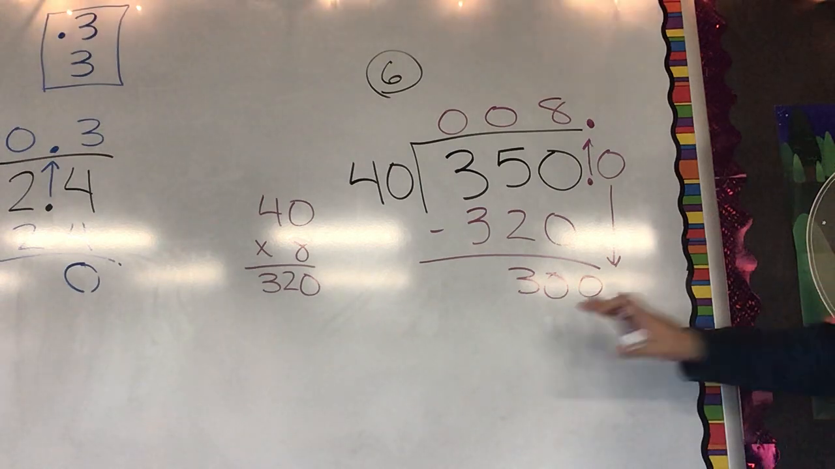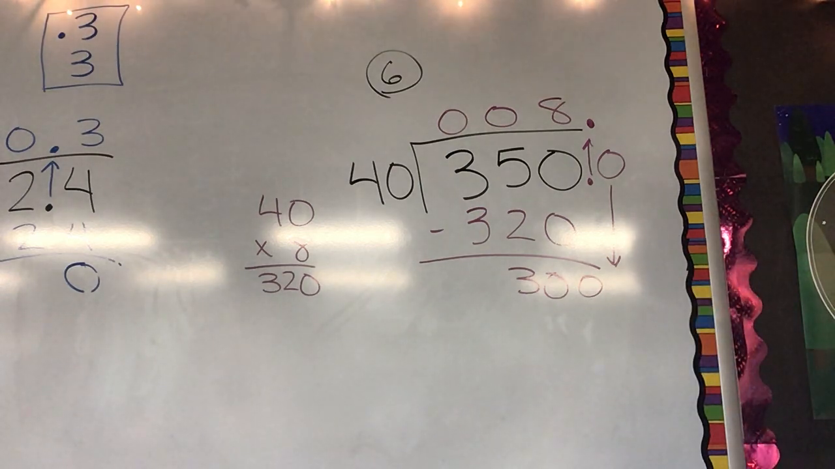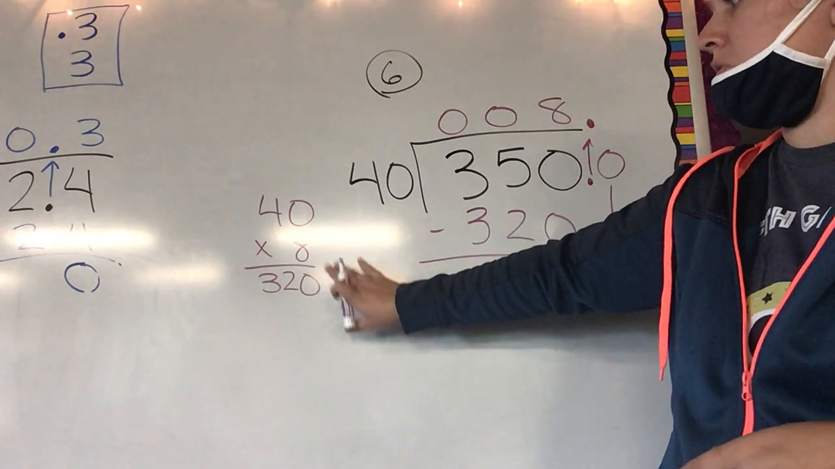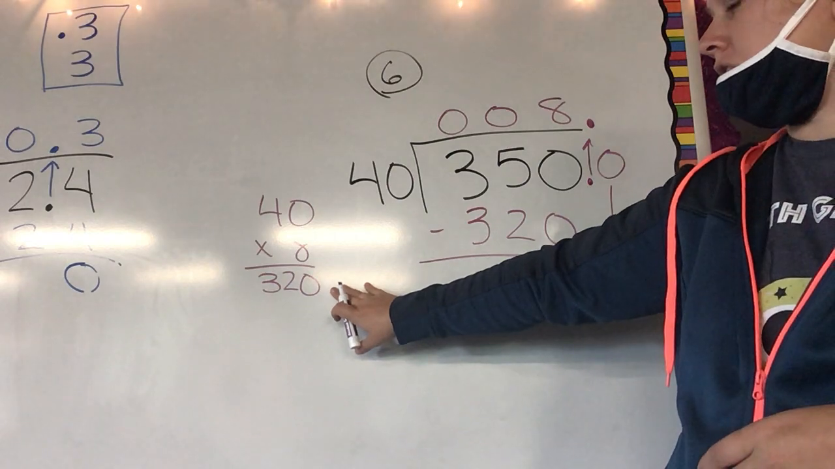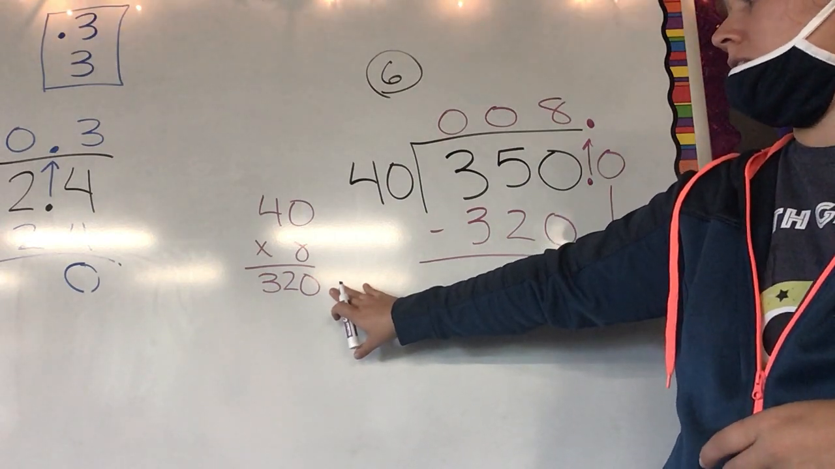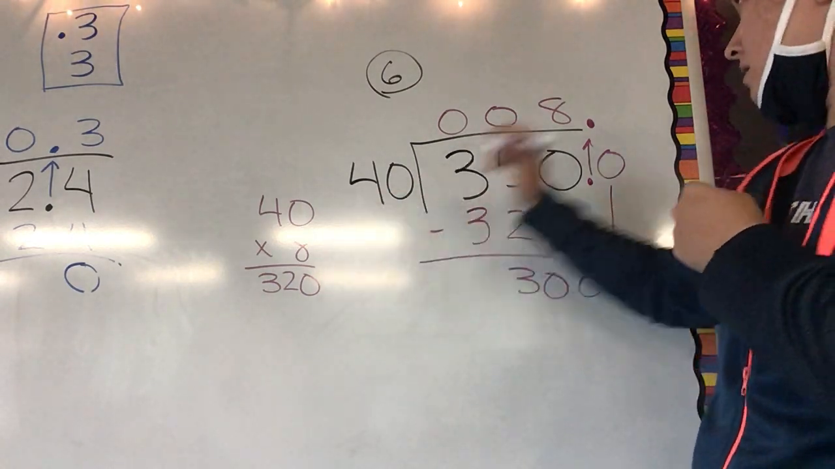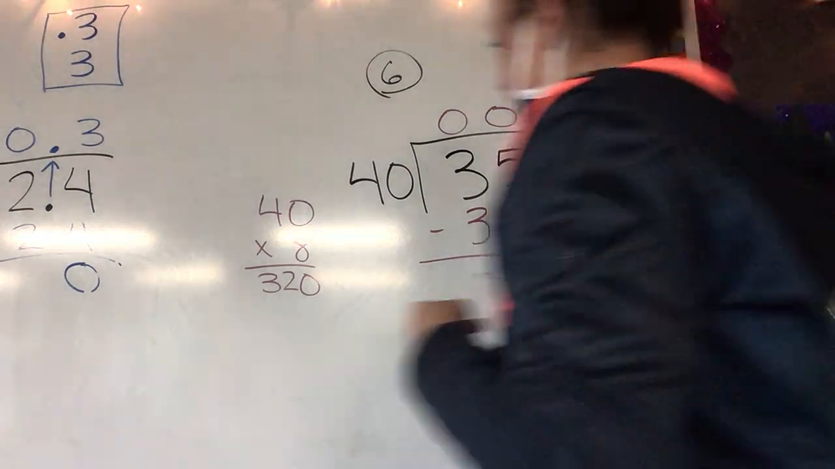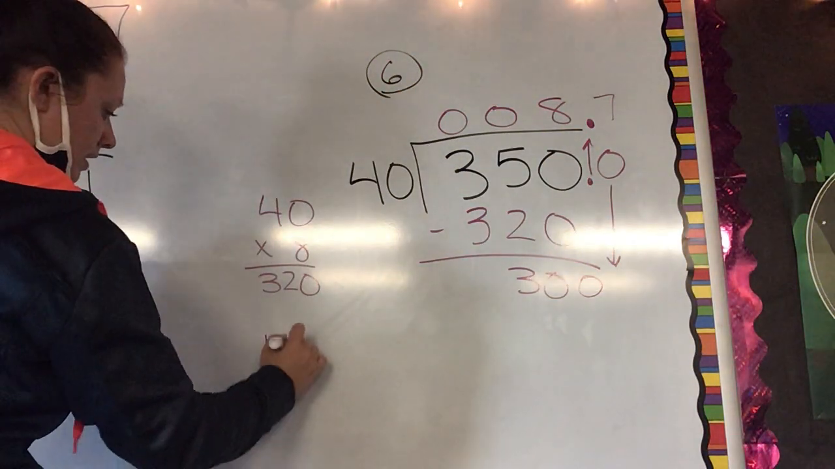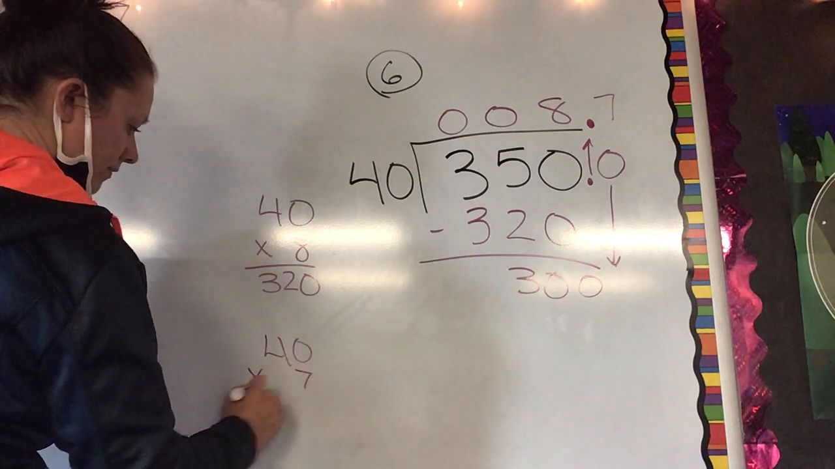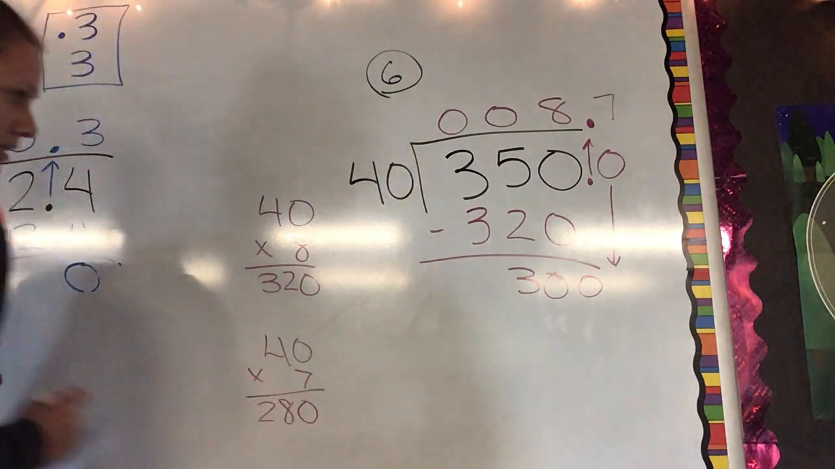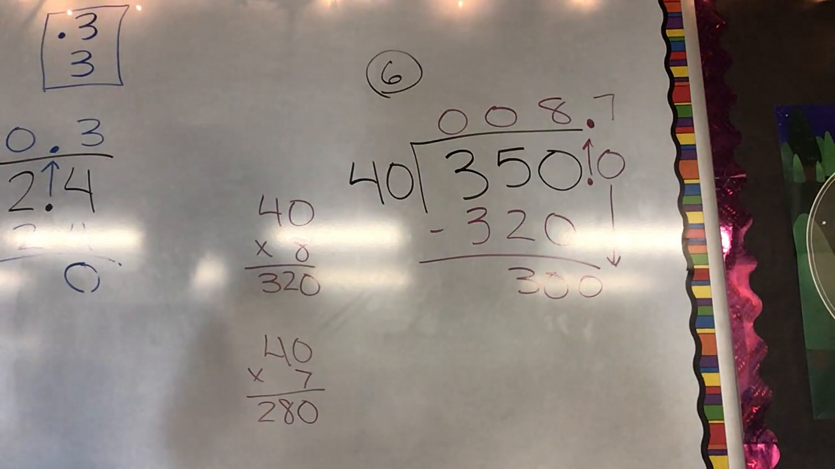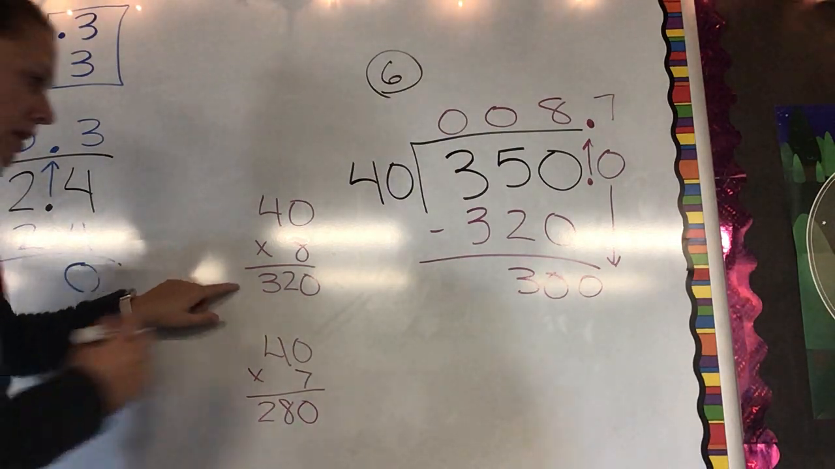All right, what's 300 divided by 40? Use your prior knowledge of right here. 40 times 320 was too big, but could I try 40 times 7? Yes. Let's check. 40 times 7. What's 7 times 4? 28. Does that get me close? Yes, ma'am. Yeah, and any bigger we know would be too many.